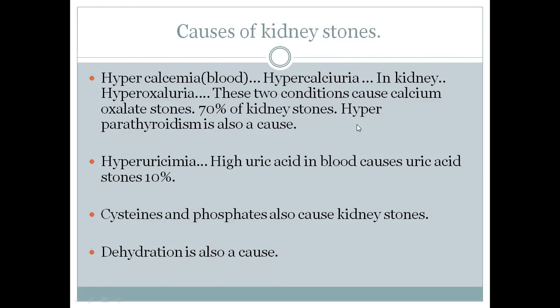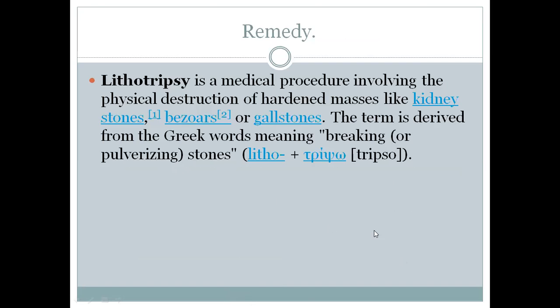We studied this yesterday. Then hyperuricemia, where we have a high uric acid content in the blood, causes uric acid stones. About 10% of kidney stones are uric acid stones. 70% of kidney stones are calcium stones, calcium oxalate stones. Then cysteines and phosphates also cause kidney stones. Dehydration, drinking less water, is also a cause of kidney stone.